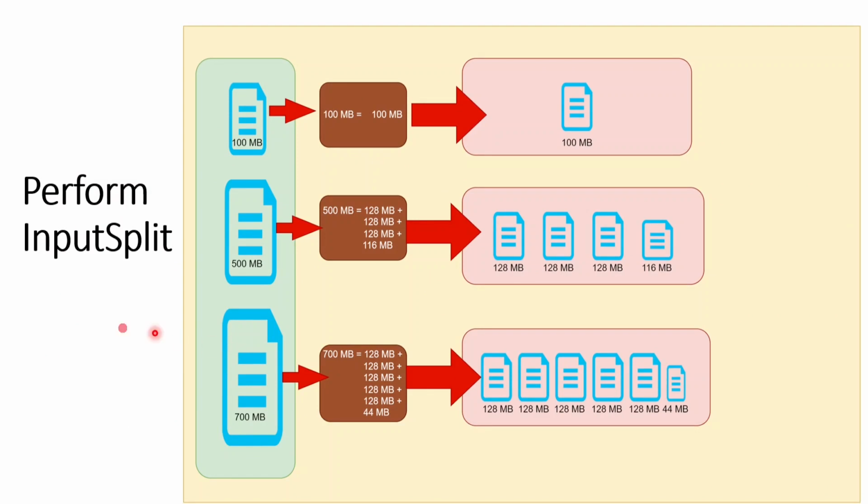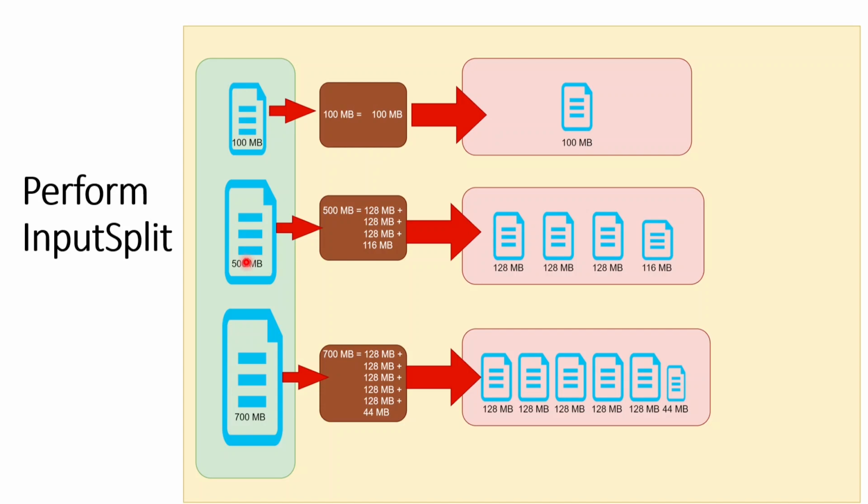Now the input split, which is one of the components in the input format API, will start splitting the files in the external storage logically. The first file can be split up to 128 megabytes, but it is already only 100, which is lesser than that. So there is no point in splitting this file into multiple pieces. It will go as it is.